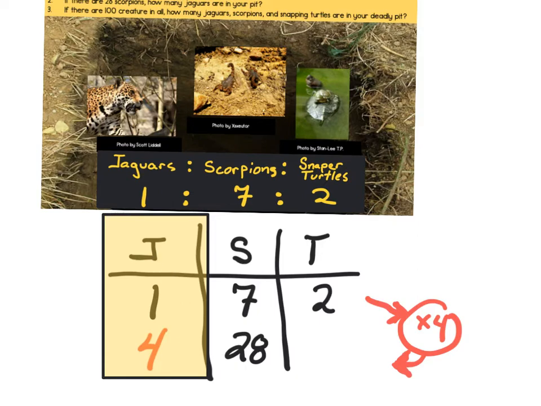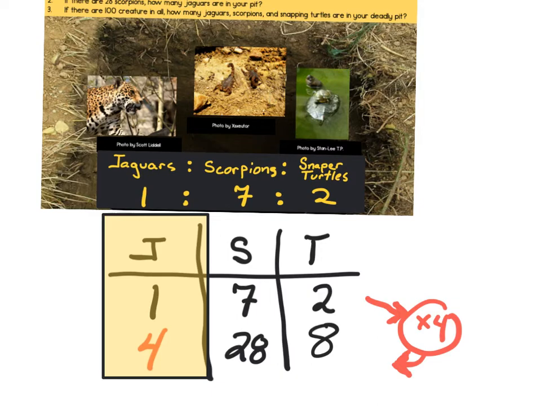But we can continue this on. And what if you want to know how many snapper turtles there are? Well, you've got this proportion where you take the 2 times 4, and that will keep this ratio proportional to this one. So 2 times 4 is going to give you 8, my friends. So let's go ahead and plug in 8 right there, and that's how many snapper turtles would be in your deadly pit as well.